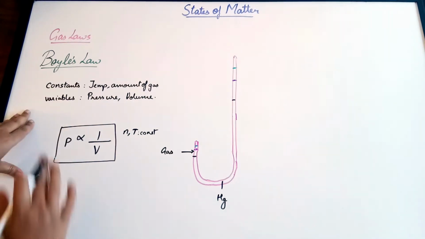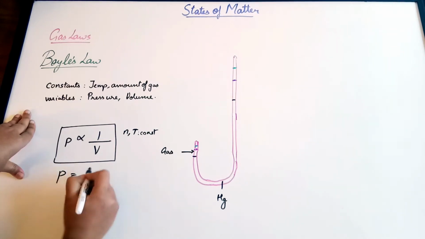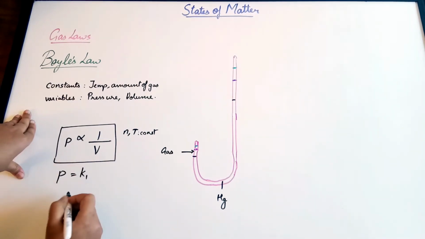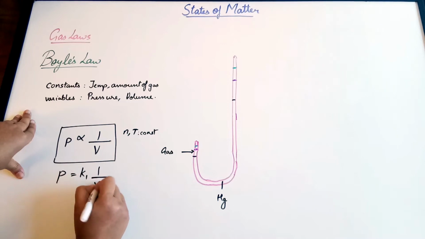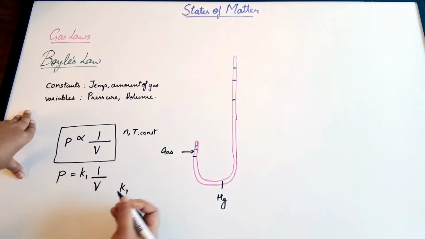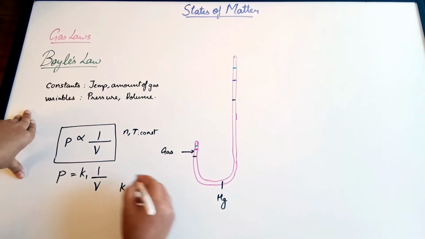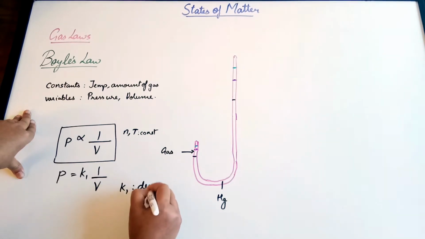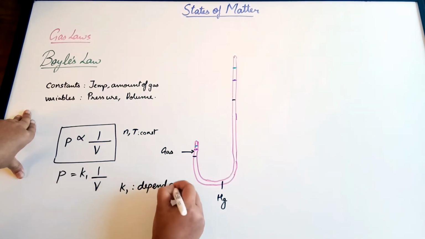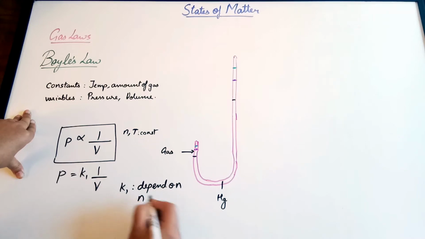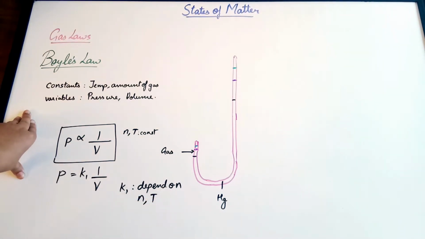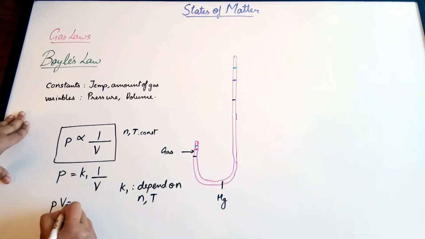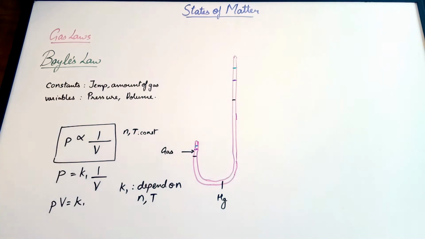When we remove the proportionality, we add in another constant, K1, and the value of K1 will depend on the amount of gas as well as the temperature. And so from here we get that P into V will be equal to K1.